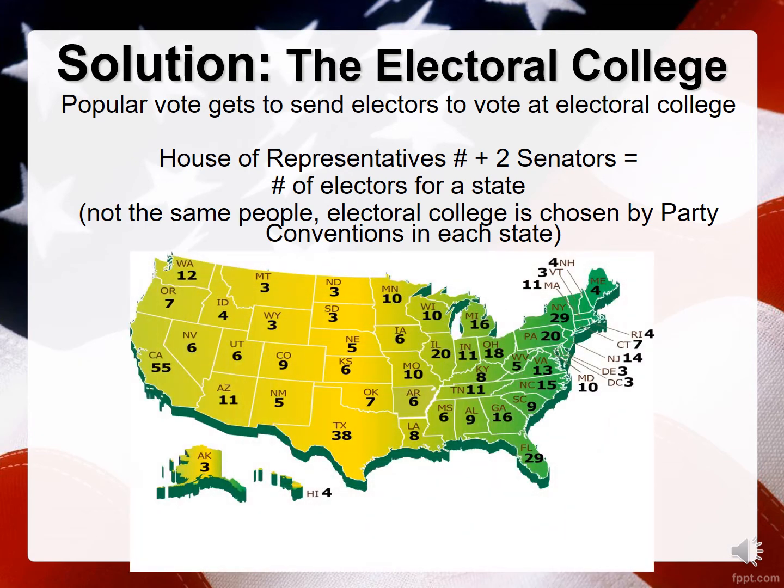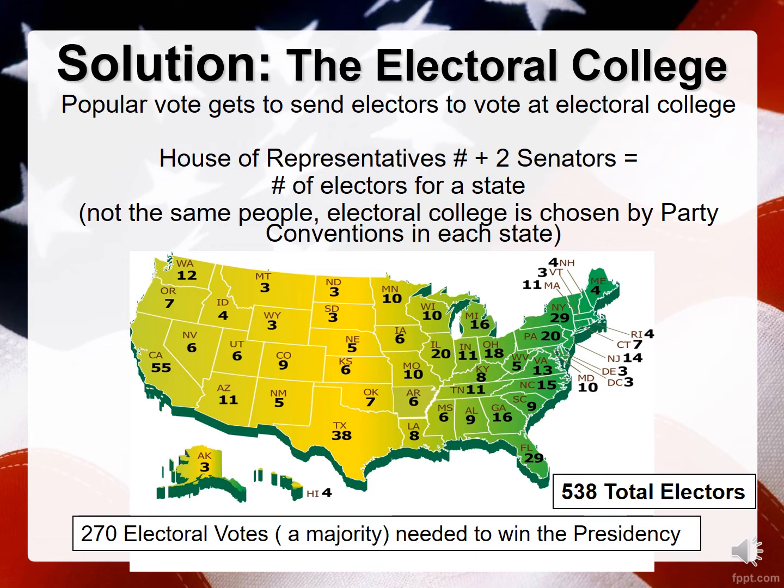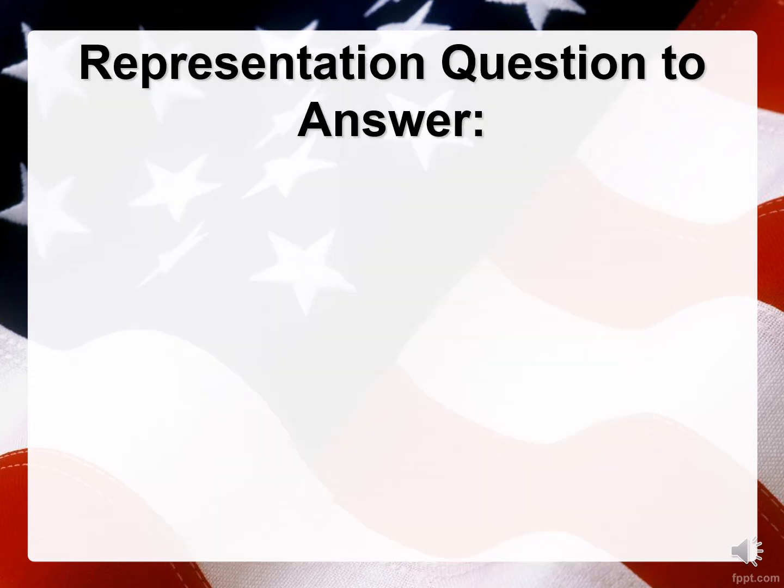So here is a recent map, 2016, of the electors and the number of electors from each state. Around the country, in total, there are 538 electors available in the Electoral College. For a presidential candidate to win the presidency, that candidate needs to win 270 of the electoral votes. That's a majority. And we'll talk more when we get to the unit talking about elections.